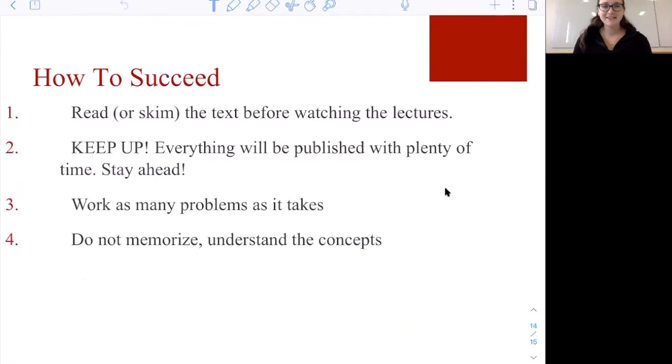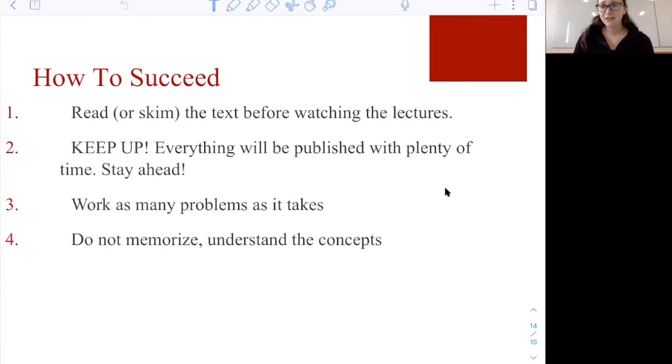A couple of points on how to succeed in this class. Please make sure you read or skim the text before watching the lectures, especially if you notice as you're watching lectures, you get really confused and don't understand what's going on. Giving yourself multiple times of observing the content will help your retention and help your understanding.